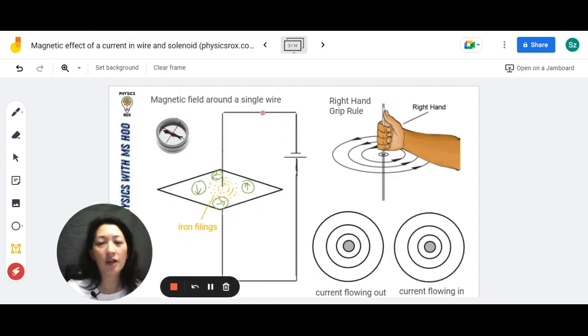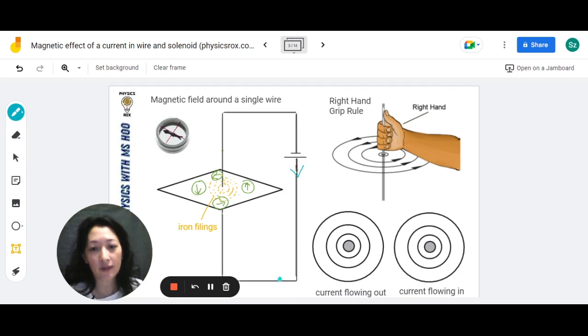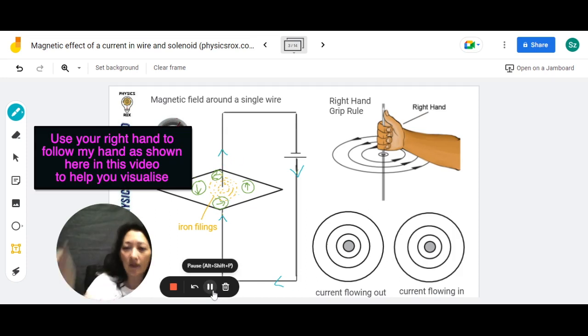is, look at the circuit. This is the dry cell, and determine the direction of the current. Current, of course, flows from positive to negative, this way. Don't bother about what's going on outside the circuit. We're going to focus on the area where we want to observe the magnetic fields, which is where we've scattered the iron filings. So have your thumb follow the current direction, so it's pointing up, and then observe the fingers.